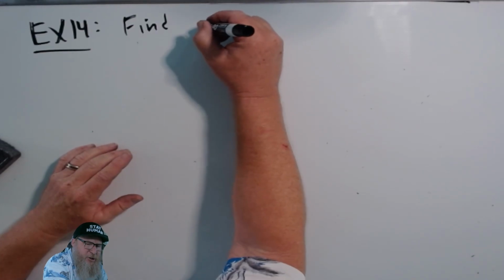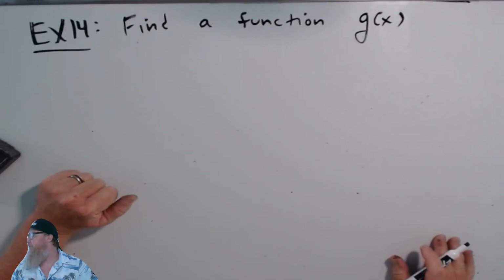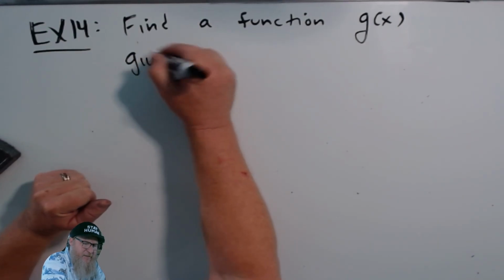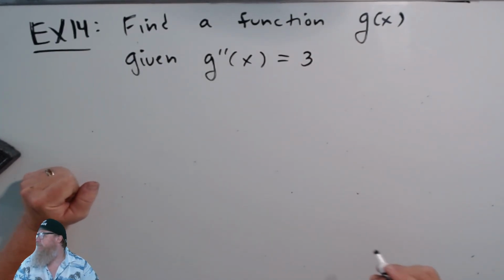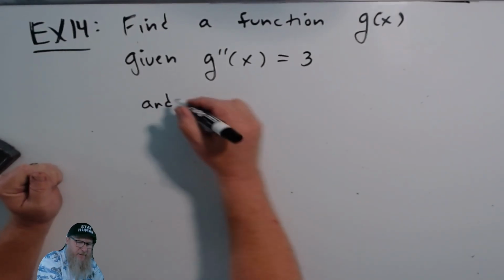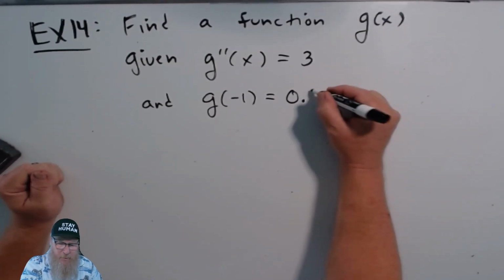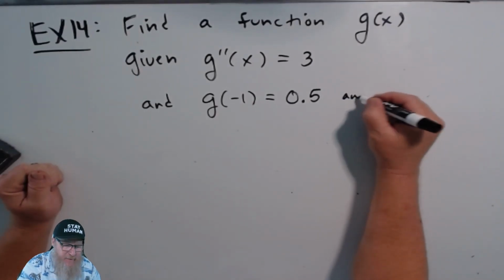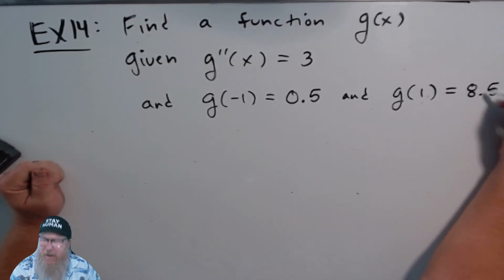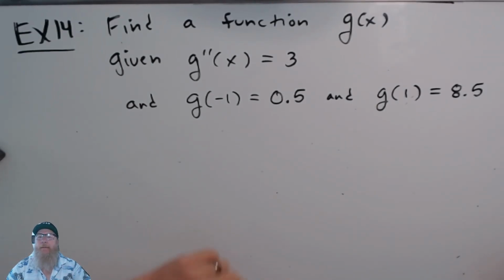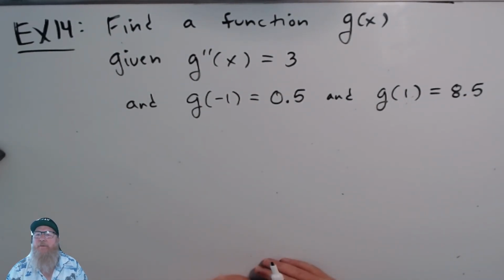So find the function g, just for variety. It's no different than an f. Given that the second derivative is a constant, and 2 points on the graph. G of -1 is 1/2, or 0.5, and I need a second point. G of 1 is 8.5. So if you have a second derivative that's given, you need 2 points on the graph to find the function.